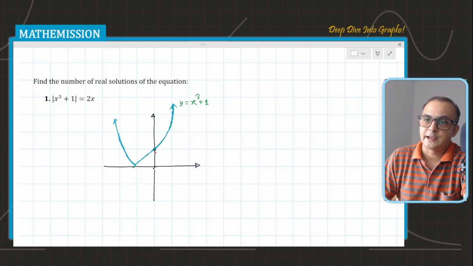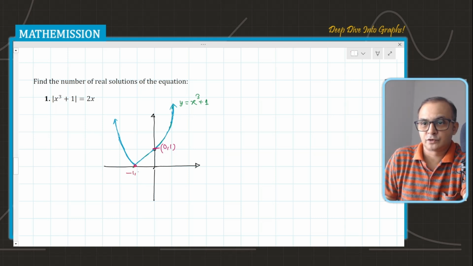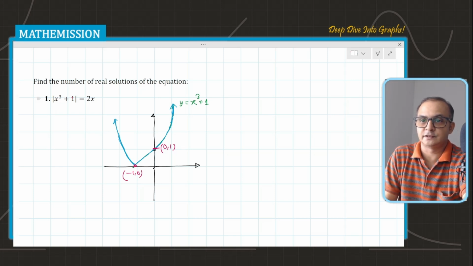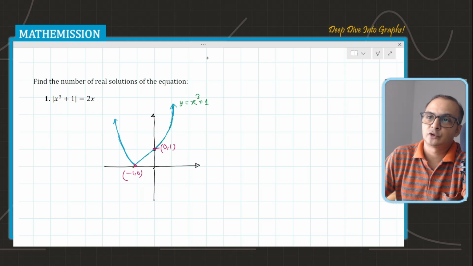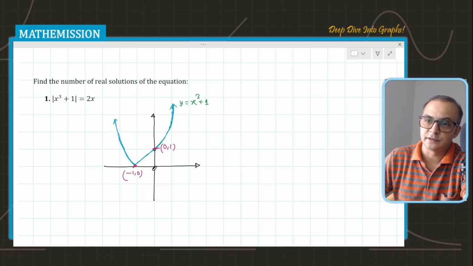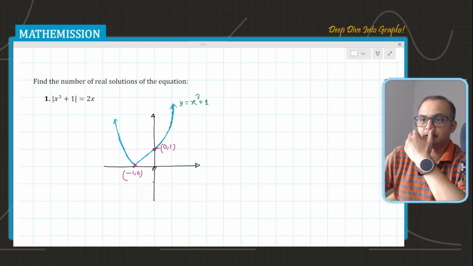Now I have to think which is this point. This is 0, 1, and this point is what? Minus 1, 0, because when you substitute negative 1 at the left hand side of this thing, this will become 0. Now the y is equal to 2x line is a line passing through origin with a slope 2. That will go like this. The slope is 2, by the way. So at 1 the value is 2.